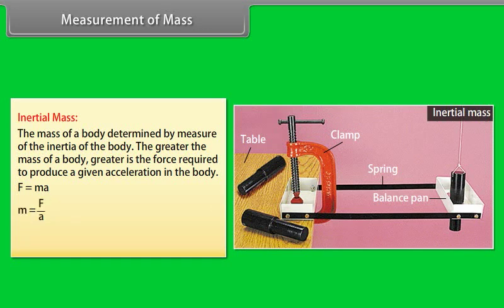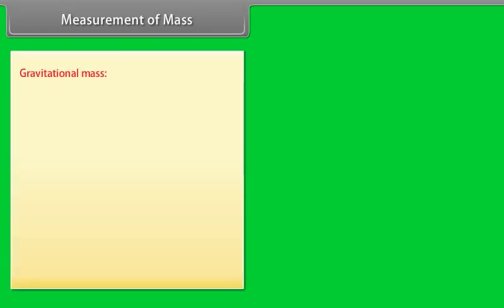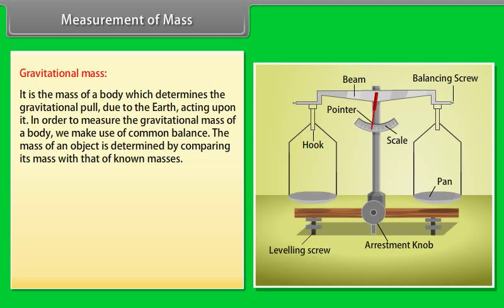Thus, a very heavy body has a larger inertial mass than a light body. In order to measure the inertial mass of a body, we make use of inertial balance. Gravitational mass. It is the mass of a body which determines the gravitational pull due to the earth acting upon it. In order to measure the gravitational mass of a body, we make use of common balance. The mass of an object is determined by comparing its mass with that of known masses.